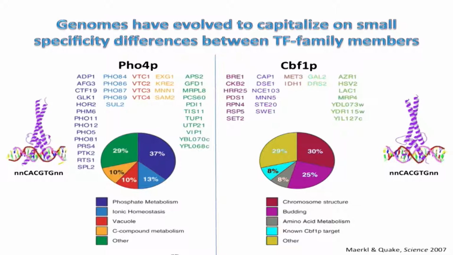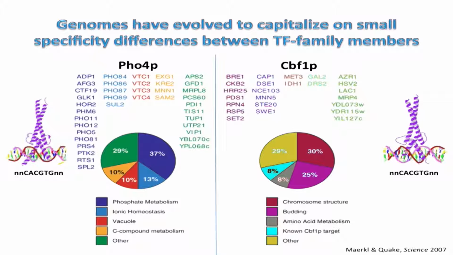Now, transcription factors belong to sometimes very large families, okay? And typically, these transcription factors that belong to a particular family bind to very similar sequences on the DNA. And Markle and Quake showed in 2007 that FO4 and CBF1, which are two BHLH proteins, bind to very similar sequences. Basically, different variants of the E-box motif.